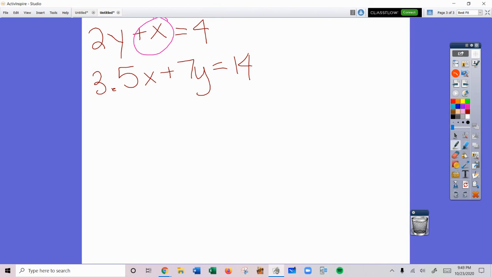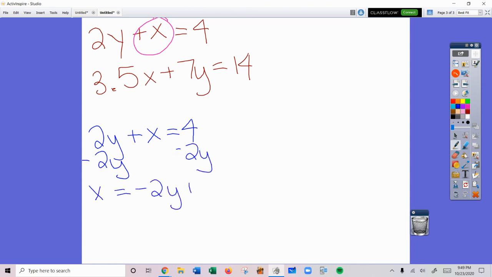Okay, so we have 2y plus x equals 4. If I want to get x by itself, I'm just subtracting that 2y. There's no coefficient in front of the x, so it's no big deal. There's no other steps. Okay, then I have 3.5x plus 7y equals 14. And for all of you being decimal lovers, you're still going to be grumpy that this has a decimal in it, but we're going to treat it all the same. So here's where it says x equals, and here's what it equals.